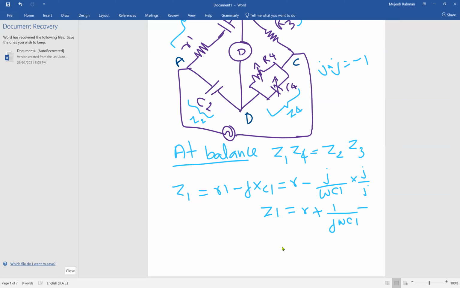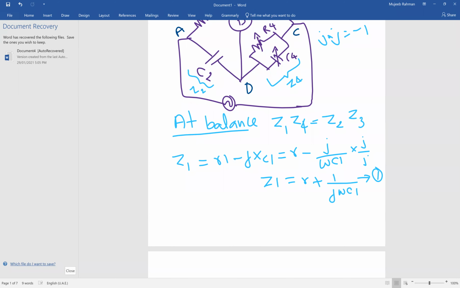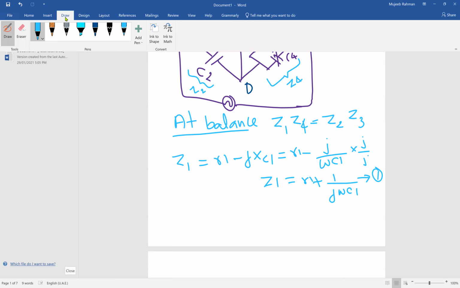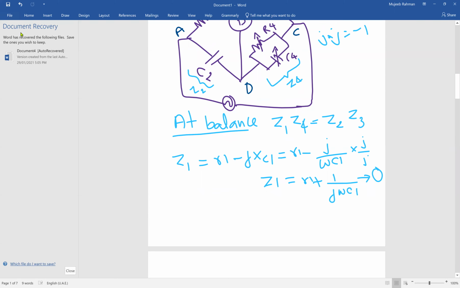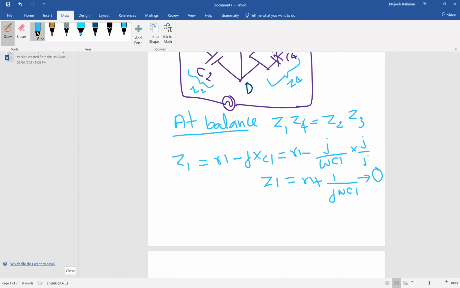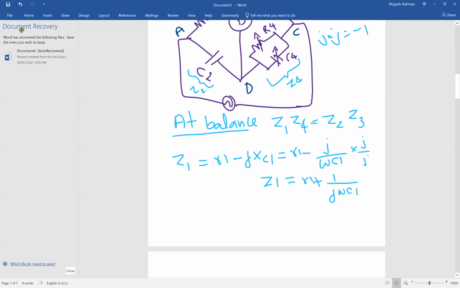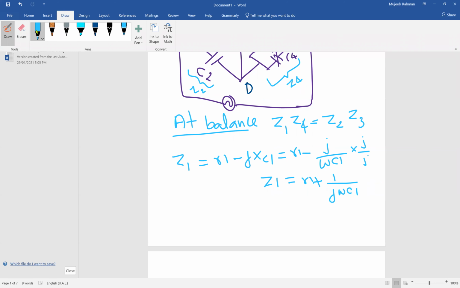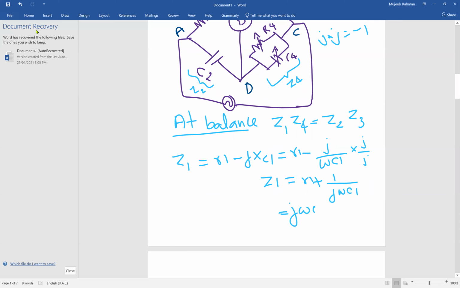So the equation we are getting now is Z1, which is equal to R1 plus 1 divided by j omega C1. If you want, we can also simplify the equation further. We'll get j omega C1 R1 plus 1 over j omega C1. This is going to be equation number 1.